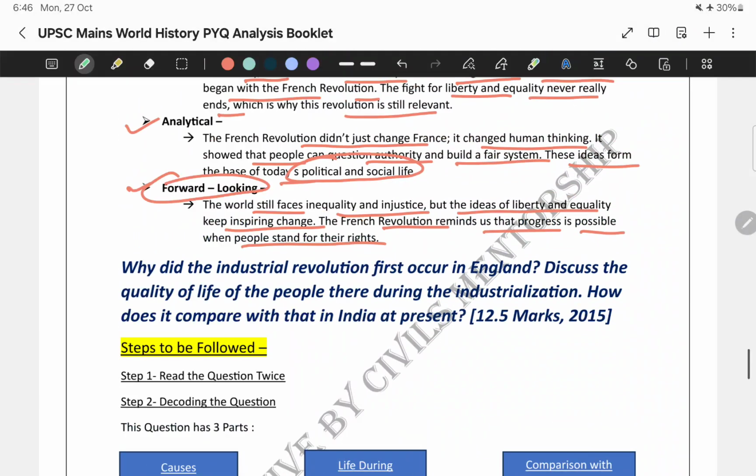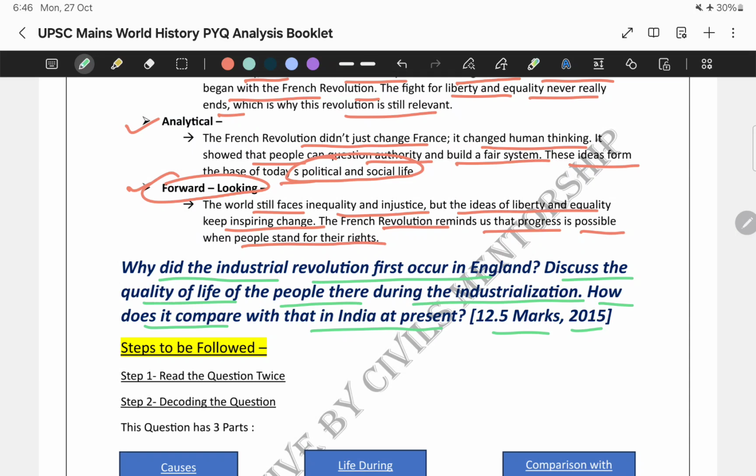So the next question is a 12.5 marks question that came in 2015. What was the question? First, why did the Industrial Revolution first occur in England? Second, discuss the quality of life of the people there during the industrialization. And third, how does it compare with that in India at present?